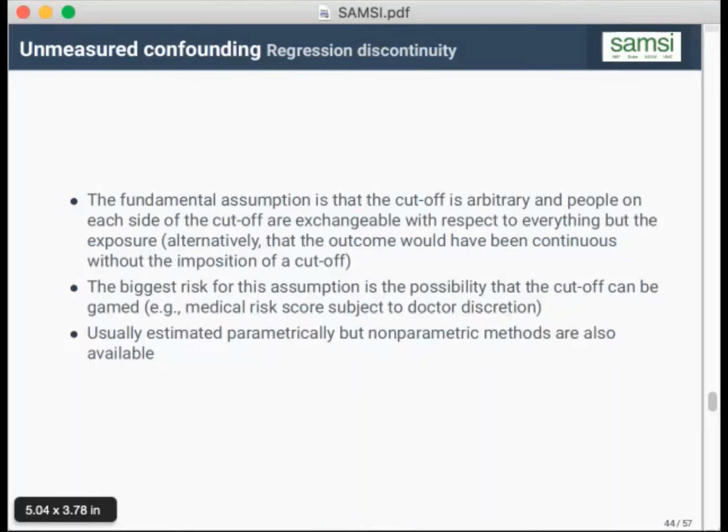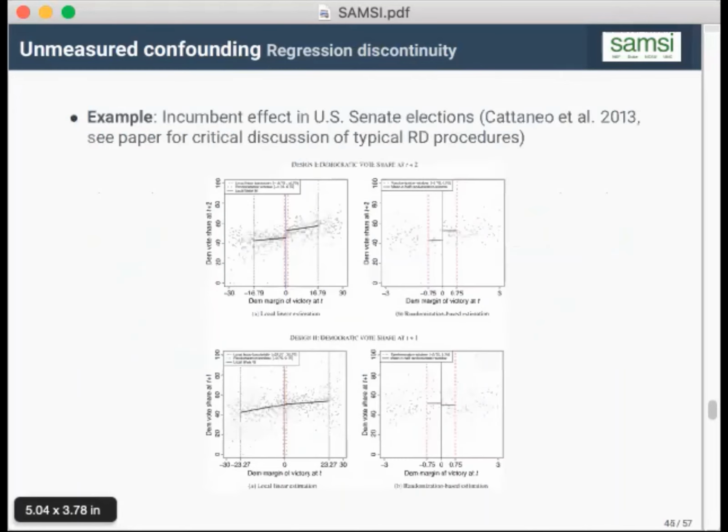Test scores, on the other hand, are generally not gameable. You know, everybody does their best on the test, and whether you happen to achieve a score of 79 versus 81 is not something that you can directly control. Usually causal effects are estimated parametrically using regression discontinuity designs, but non-parametric methods are also available.